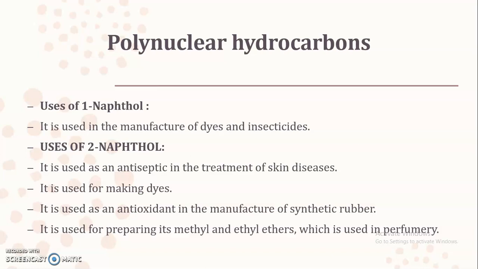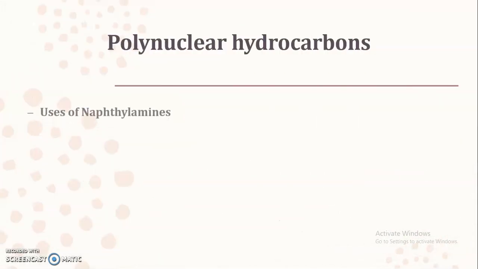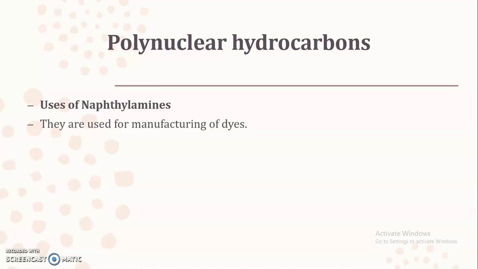As I said, as compared to 1-naphthol, 2-naphthol is widely used for various requirements. Also, 2-naphthol is used in the synthesis of various medicinal agents. For that purpose, this particular compound is very important. So these are the various uses of 1-naphthol and 2-naphthol. Then the next naphthalene derivative is the naphthylamines. They are mainly used for the manufacturing of dyes.